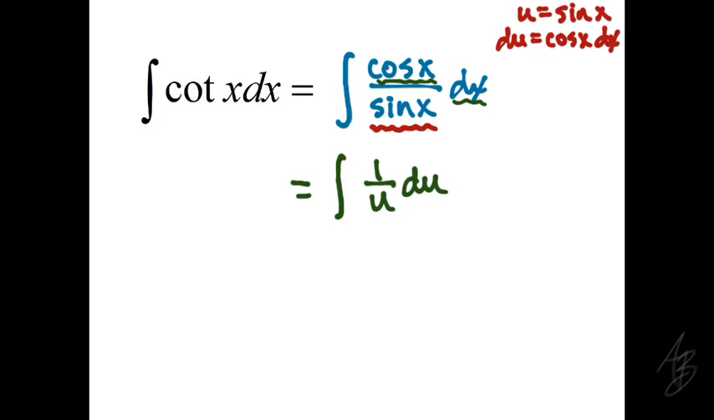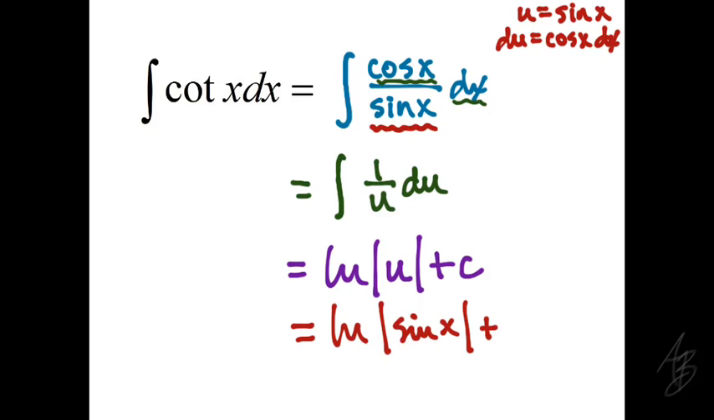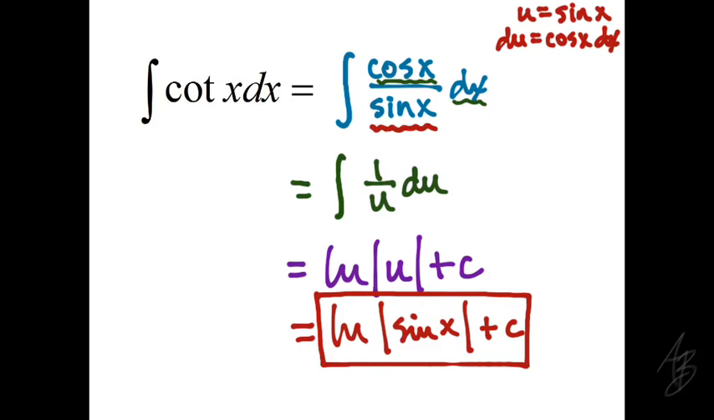then we get a fairly simple equation here. To evaluate this integral, we know that the integral of 1 over u with respect to u is the natural log of the absolute value of u. And we can't forget our constant of integration, and then just substituting our x for u, we get the natural log of the absolute value of sine of x plus the constant of integration.